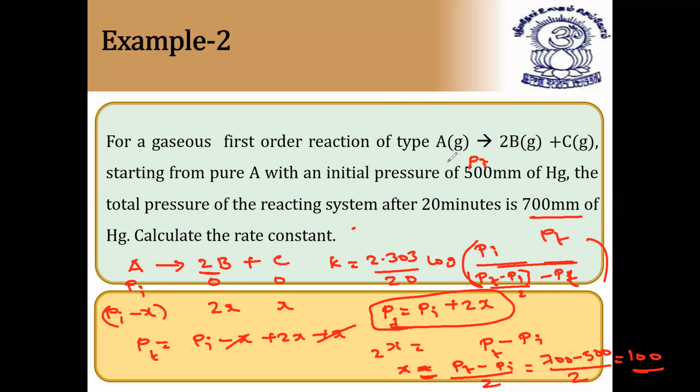They have given the reaction like this. And for this reaction, initial pressure is Pi, and initially there is no pressure of B and C, so it is equal to 0 and 0. Now the total pressure after 20 minutes has decreased, so 500 mm. The total pressure of the reacting system is given. How much has it decreased? By 100. So 500 minus 100 becomes 400, so 400 plus 2 into 100, 200 plus 100, 300. So totally you'll get like this, and after substituting, you can use the formula. I'll show you the previous formula.